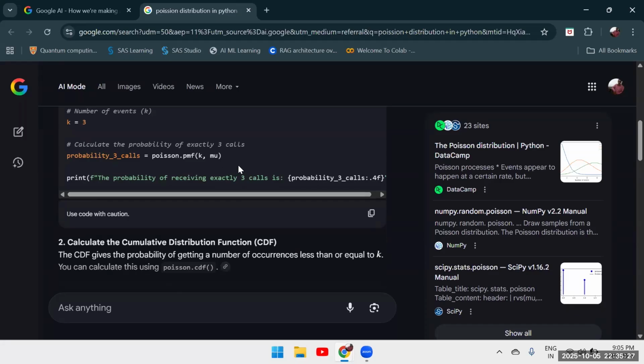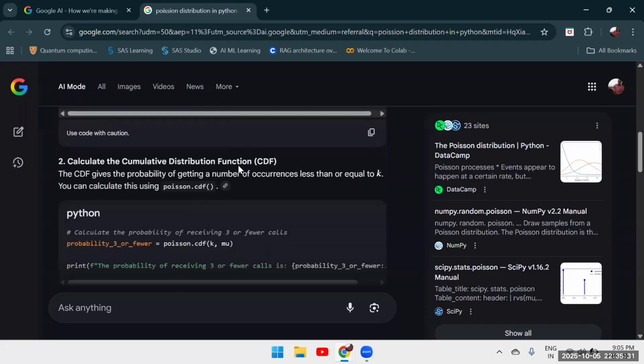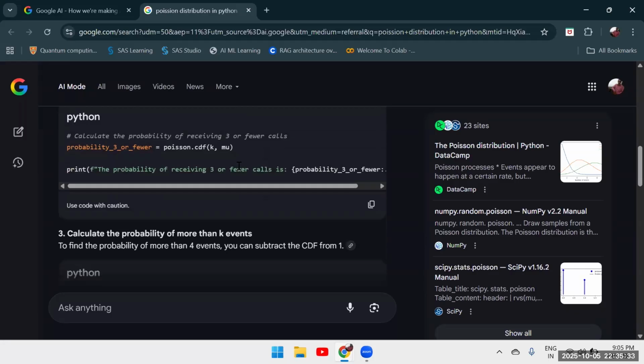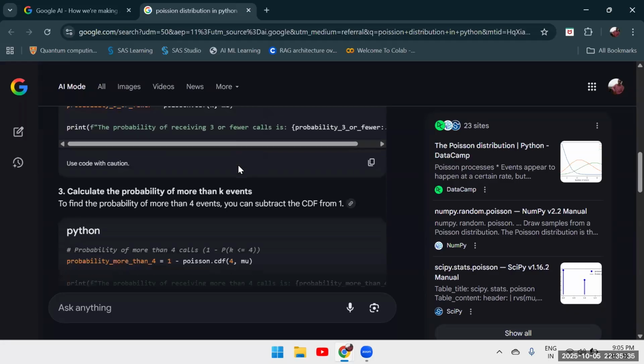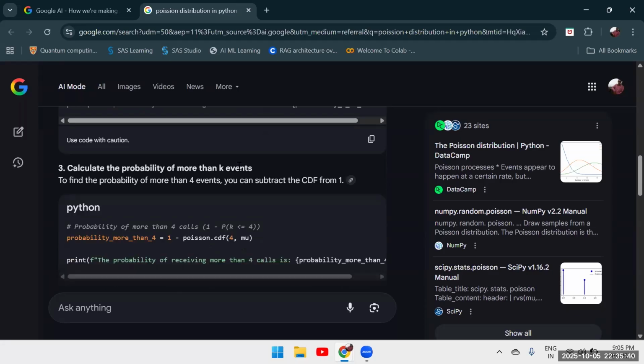See, I just showed you about PMF only. I didn't show you CDF. So CDF is something you need to learn and come to know, right? And similarly, more than k events.